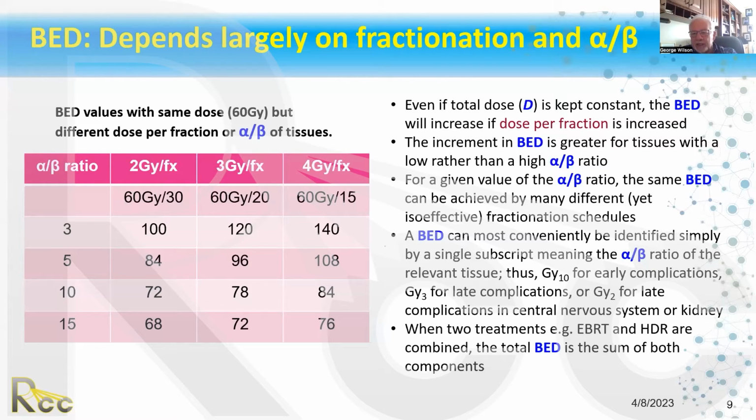If you look at combining EBRT, external beam, and high dose rate brachytherapy, then you will just combine BED for both of those components, and we'll see an example of that. So again, this is just showing you that for the same total dose, the BED will change based on fraction size and alpha beta ratio.